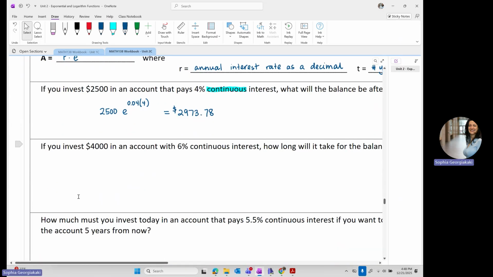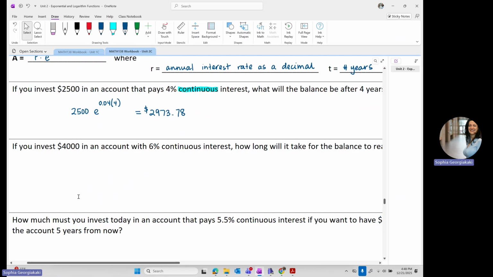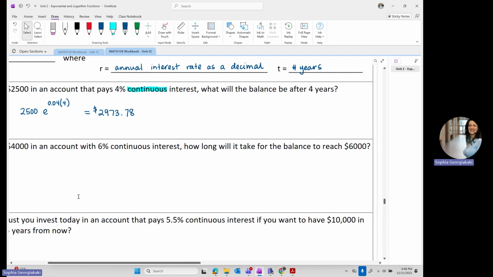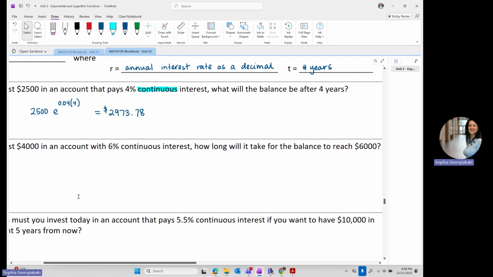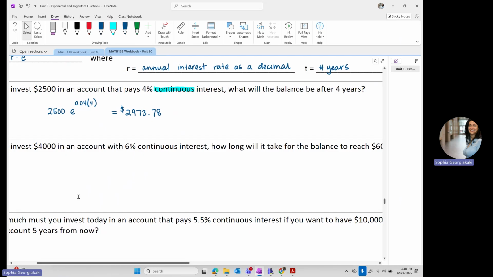If I invest 4,000 with 6% continuous interest, how long will it take for the balance to reach 6,000? So this is an example of a question where they are asking me for T. T is in the exponent. So the formula is A equals P times e to the rt. P is the 4,000, A is the 6,000, R is the 0.06, and T is the quantity that I need to find.